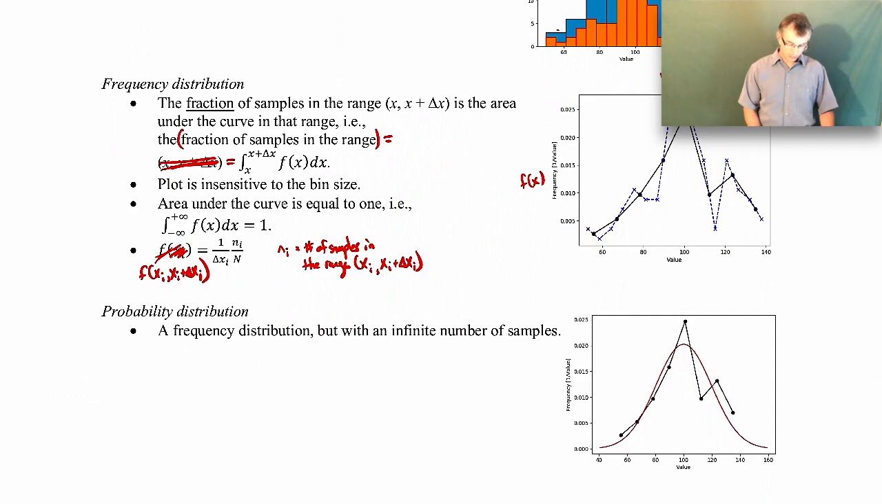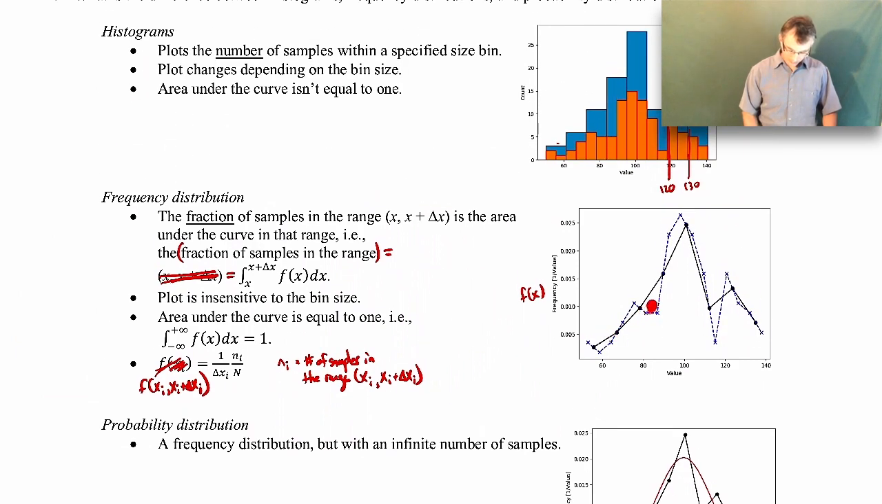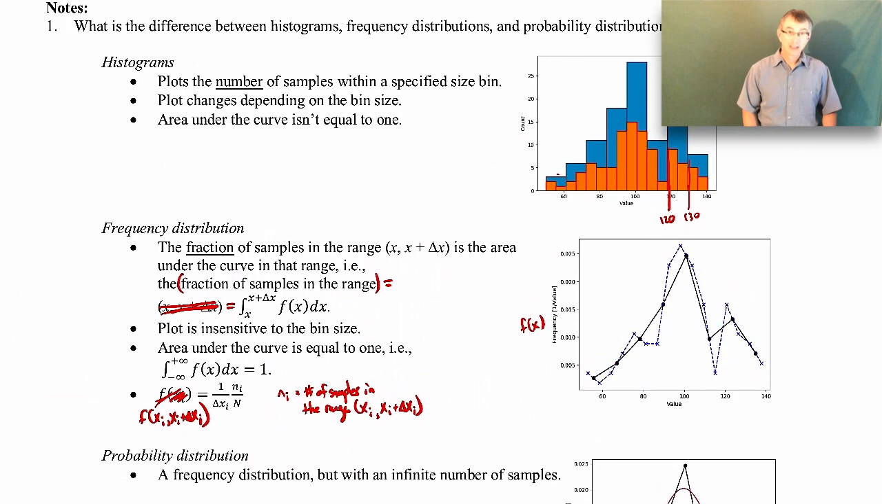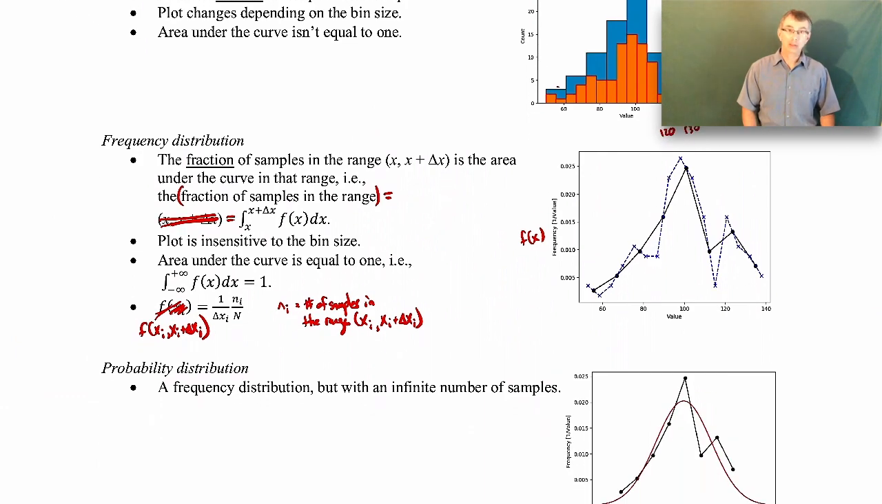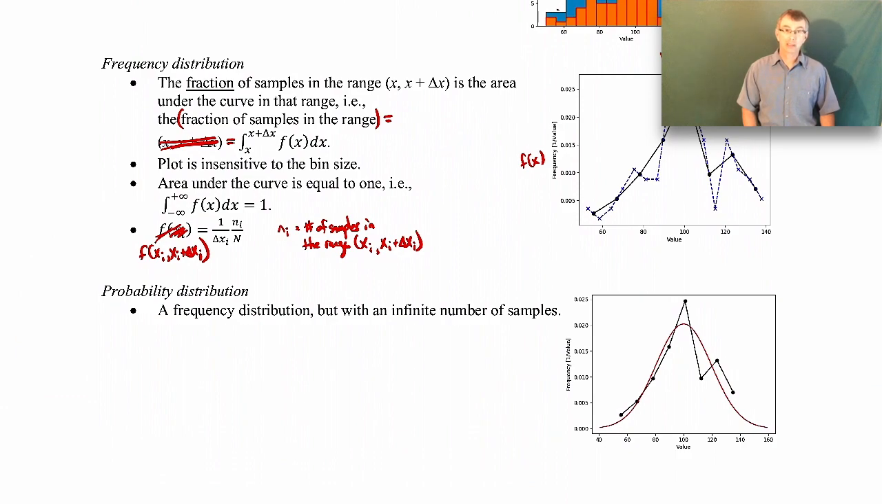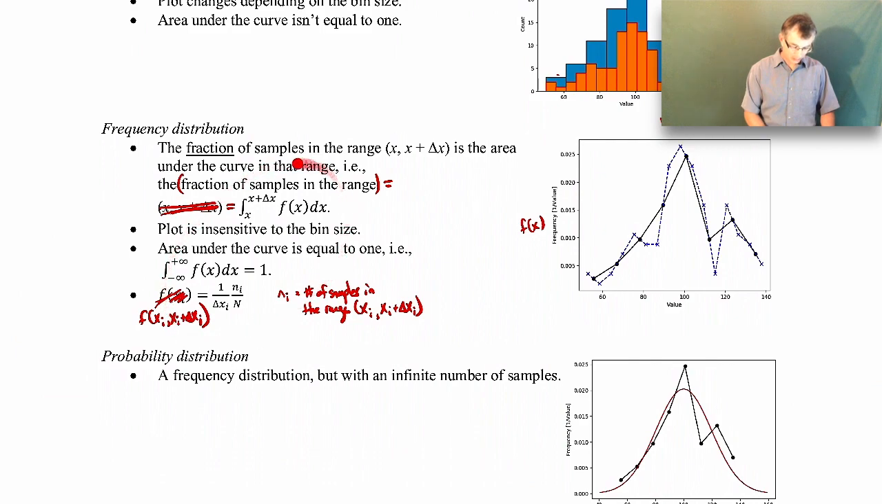A probability distribution is just a frequency distribution, but we have a huge number of samples. You can see, for example, our frequency distribution here, it's kind of jagged. If I got more and more samples, instead of 150 samples, I had 10 million samples, just a huge number, then it would smooth out and produce what's called a probability distribution. A probability distribution has all the same traits as the frequency distribution. It's just you have a lot more samples and it makes it smoother.